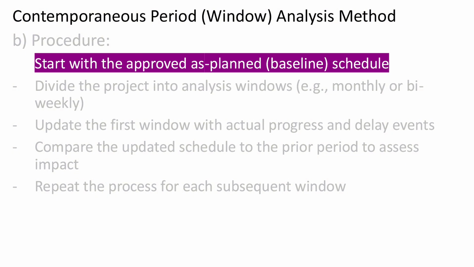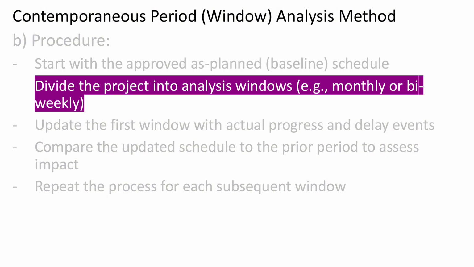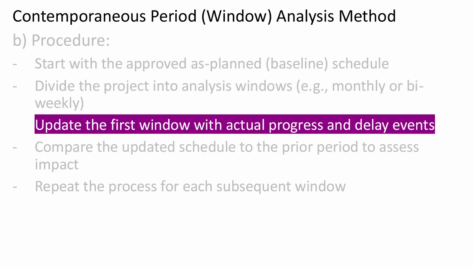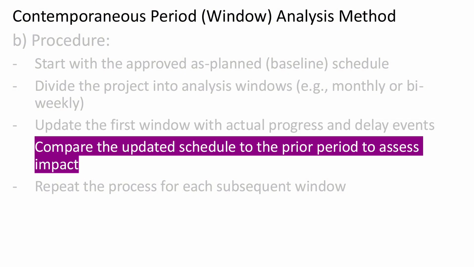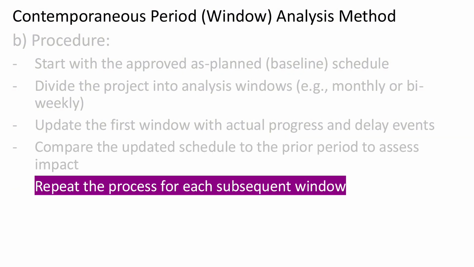This is our starting point. From there, we divide the project into manageable analysis windows, typically by month or every 2 weeks, depending on the level of detail we need. For each window, we update the schedule with actual progress and any delay events that occurred during that time. Then, we compare this updated window to the previous period to assess how those changes impacted the critical path or overall project timeline. This process is repeated for each subsequent window until the end of the project. Essentially, we're building a timeline of how the schedule evolved step by step using real data from the field.